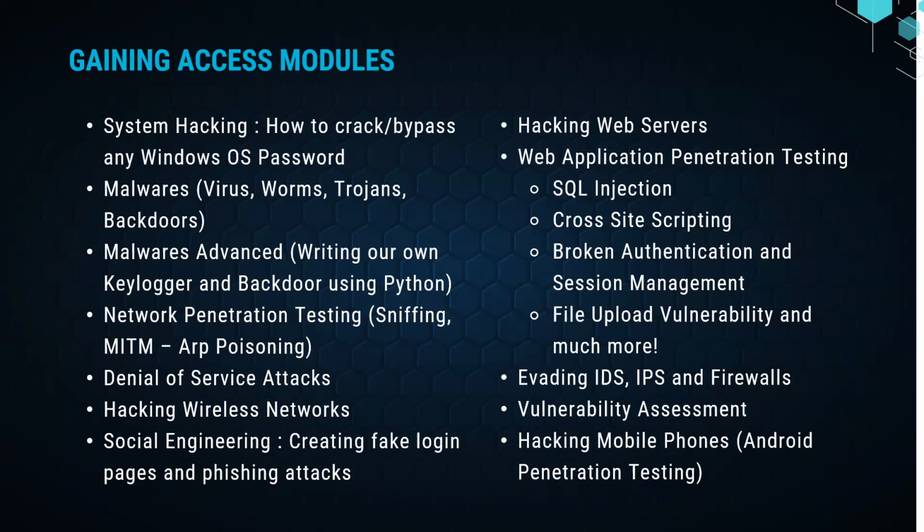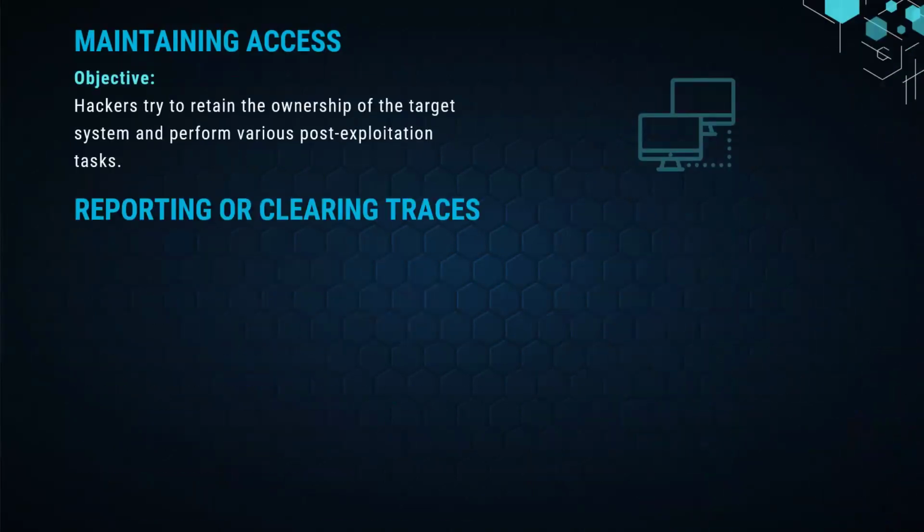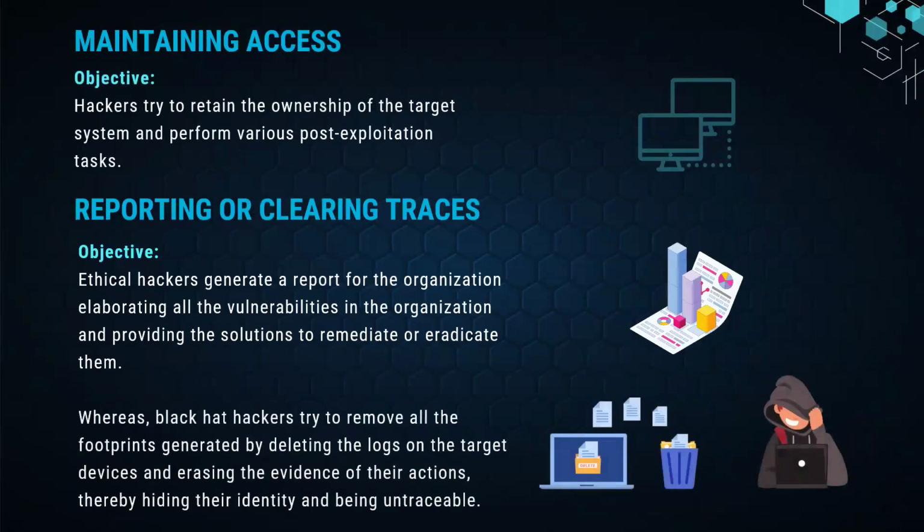Once all this is covered, we have two small modules left, which are maintaining access and reporting or clearing traces. Maintaining access is where, once you've gotten a remote connection to a system, you have to maintain a persistent connection with that system, which means if I've hacked your phone, even if you restart your phone, I should still be connected to you. That is what we learn in maintaining access. How do you maintain that connection?